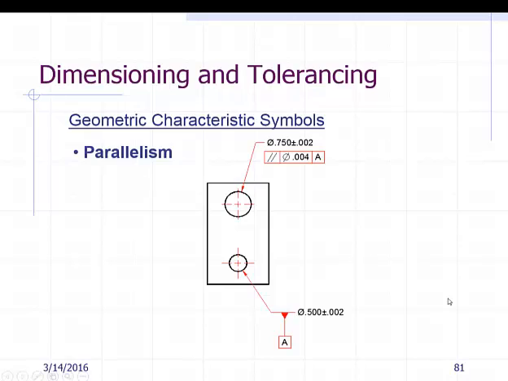Now this one is referencing a feature of size. So it's actually saying the axis of this cylinder has to be parallel to the axis of this cylinder. And I'm saying cylinder, they should be holes since they're called out in this view. So as you can see, the datum A is hanging off of the call out for this hole. So the axis here is datum A. This axis has to be parallel to that one within 4/1000ths, and again, it's going to give it a cylindrical shape since we're dealing with an axis.